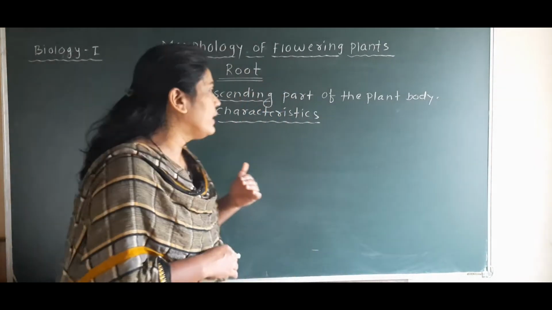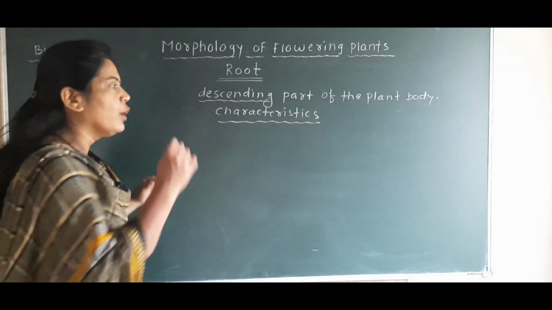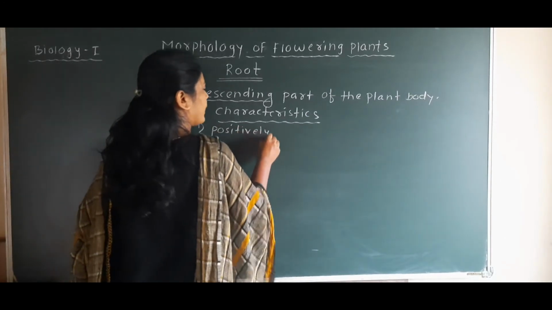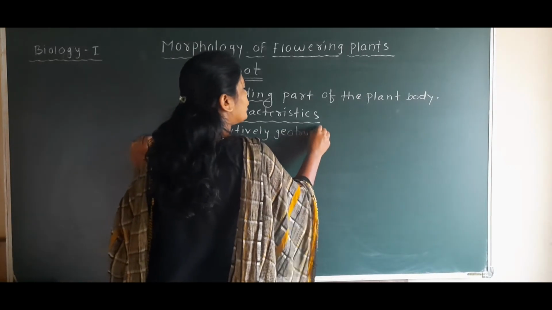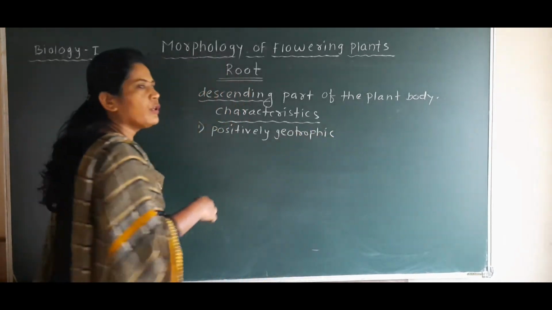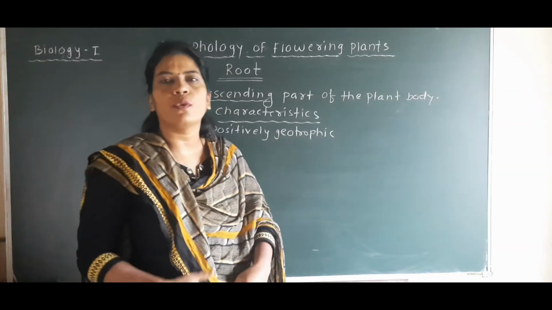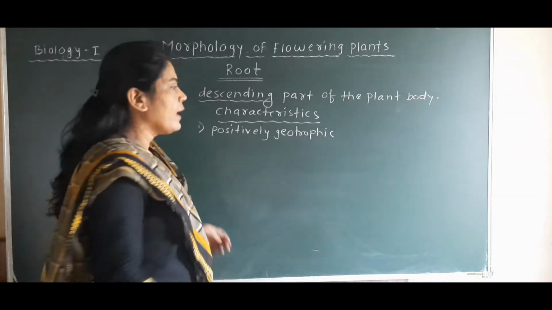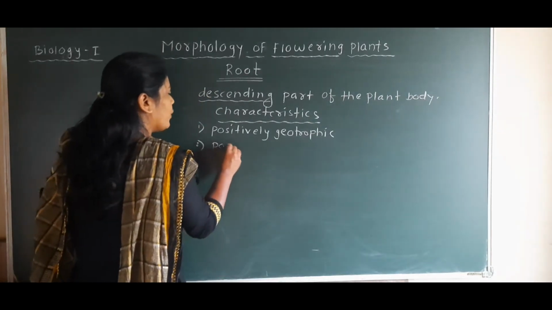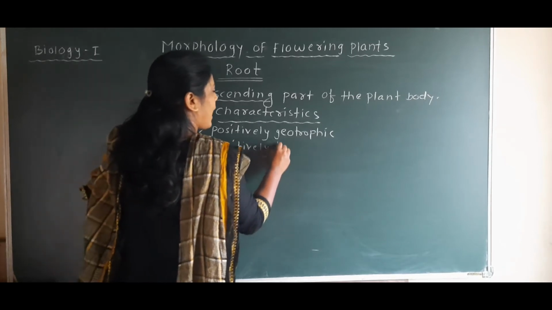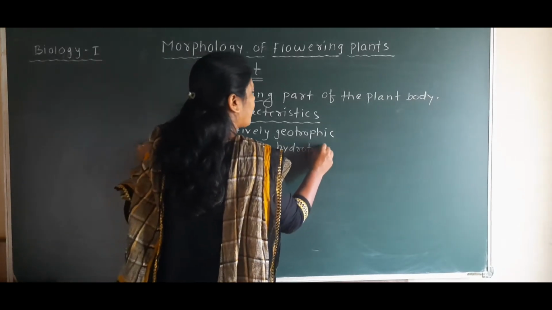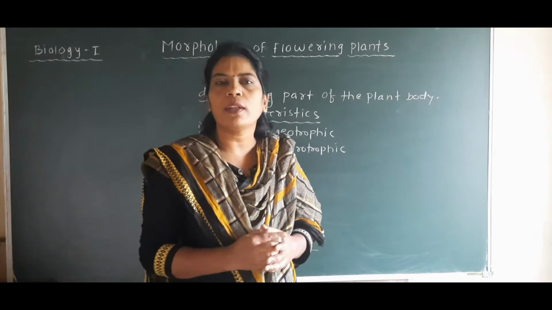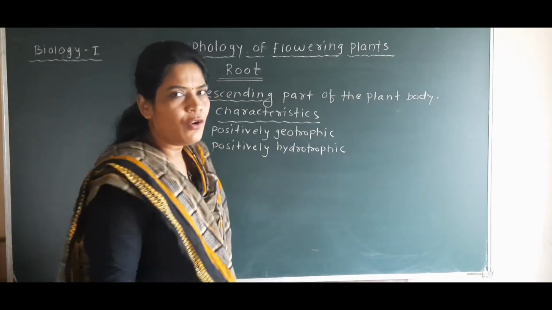Okay, so here we'll discuss some important characteristics of the roots. Firstly, it is positively geotropic. Then what is meant by geo? Geo means soil. So root always grows toward the soil, so it is called positively geotropic. Now the second one is it is positively hydrotropic. Hydro means water. Inside the soil there will be water, and that's why it always grows toward the water.